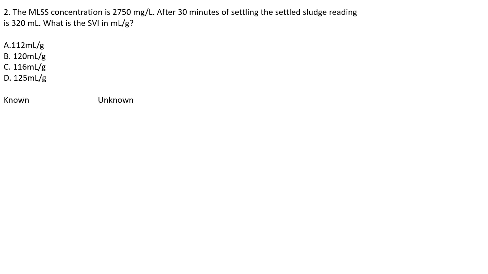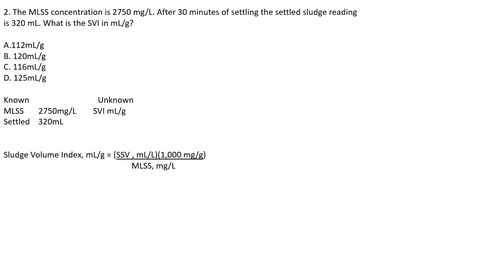All right, first let's start by pulling the known and unknown out of our question. So what you know is the MLSS is 2,750 milligrams per liter. The settled is 320 milliliters. And what we're looking for is the SVI in milliliters per gram. So the formula for this is sludge volume index, milliliters per gram, is equal to SSV, milliliters per liter, times 1,000 milligrams per gram, divided by the MLSS, milligrams per liter.